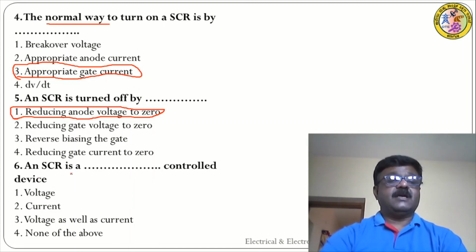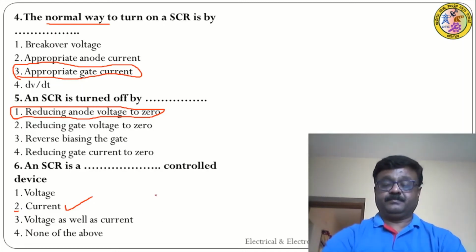Sixth question: an SCR is a dash controlled device: voltage, current, voltage as well as current, none of the above. We are controlling the SCR. The SCR can be turned on by using gate current. That's why it is a current controlled device. Option 2 is correct.